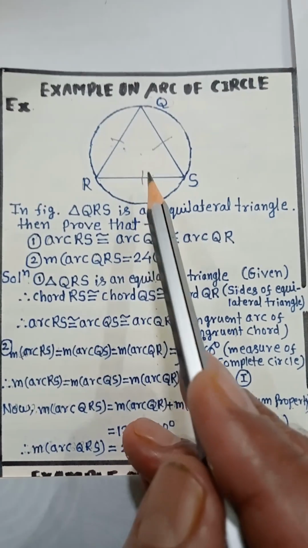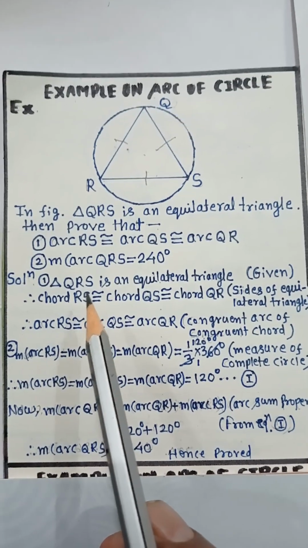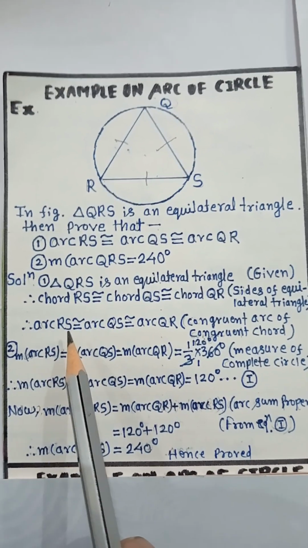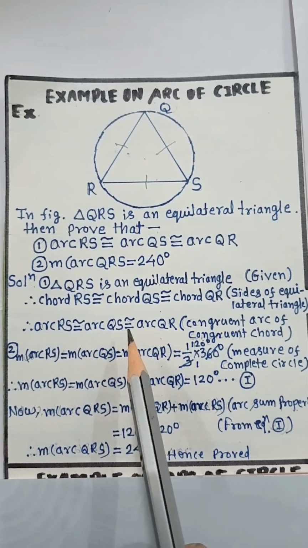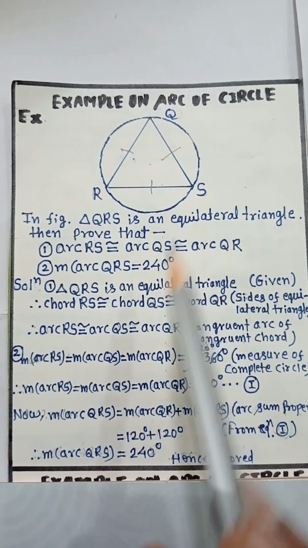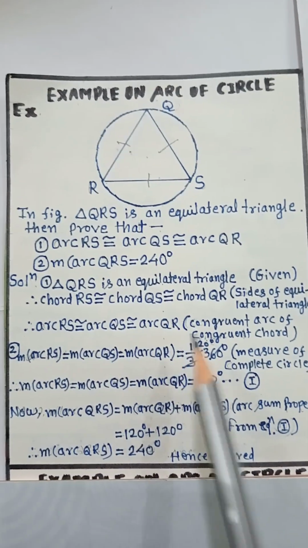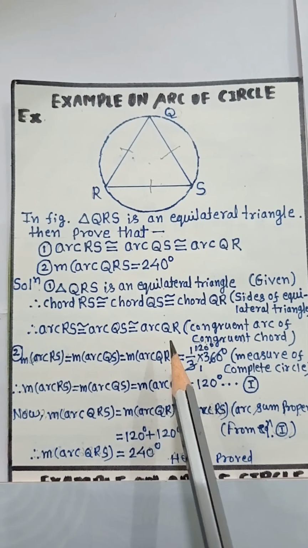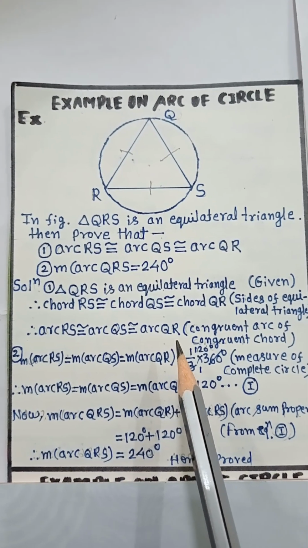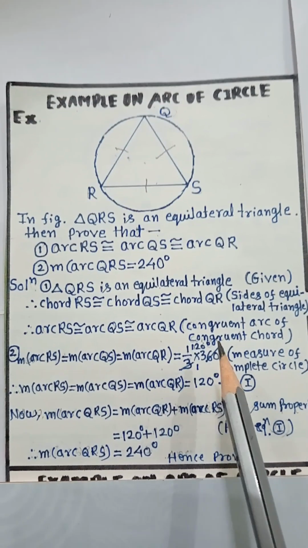Therefore, these three chords are congruent. Therefore, corresponding arc RS congruent arc QS congruent arc QR. Chords are congruent, therefore corresponding arcs are also congruent. Reason is congruent arc of congruent chord.